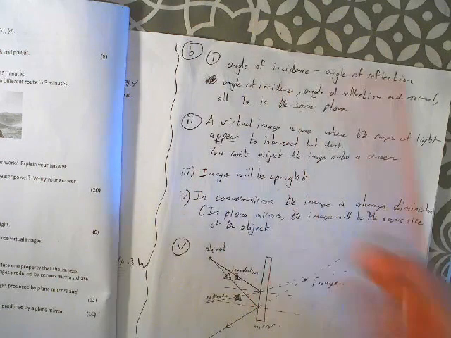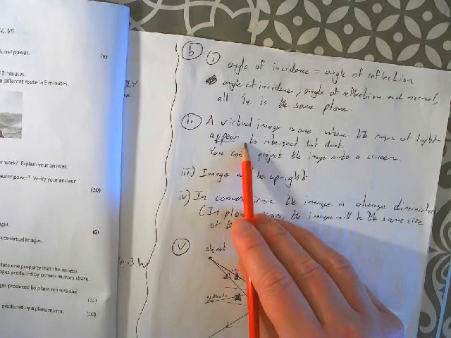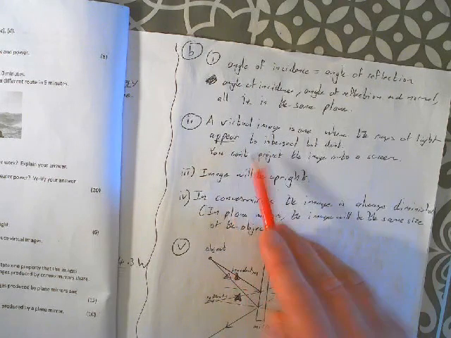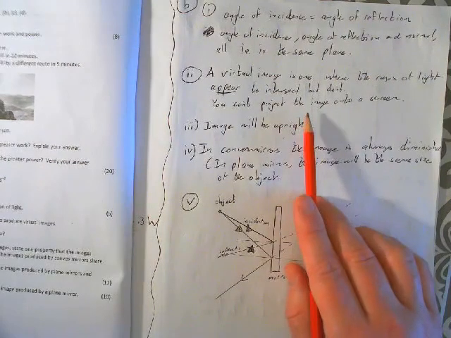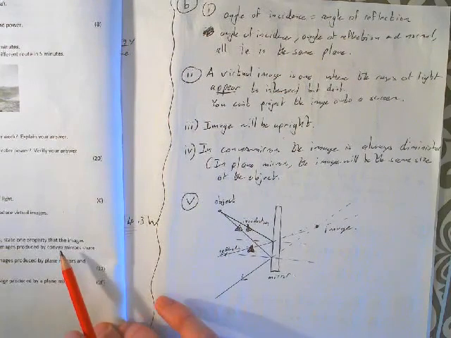State one of the laws of reflection of light. Well, here's both of them. The angle of incidence, angle of reflection, and normal all lie in the same plane. That's the first law of reflection. I've done it first and second backwards for some reason. The second one is the angle of incidence is equal to the angle of reflection. Part two, what is meant by a virtual image?